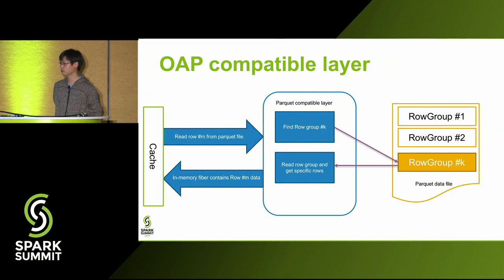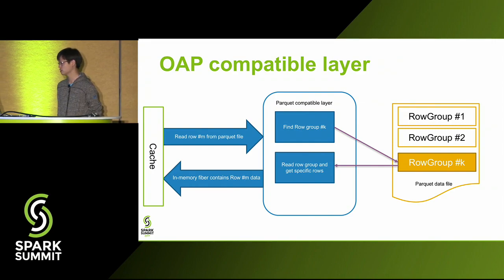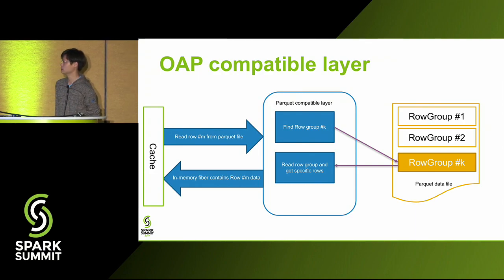So we also build a compatible layer for Parquet. Since we are using our own file format just now, and many of those users already have existing Parquet data, we want to support existing Parquet data here, and we just build a compatible layer to also enable the reader with a given row ID to access a certain row group here and get the result I want.